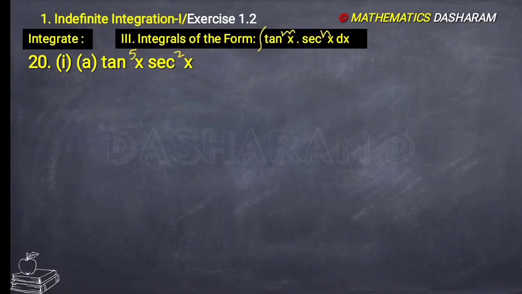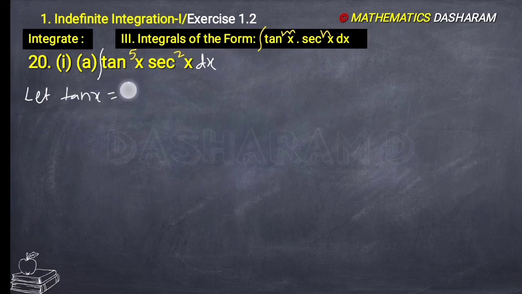Next, third type of questions, integrals of the form tan to the power of mx into sec to the power of nx dx. Here, first problem, tan to the power of 5x into secant square x. So apply the integration with respect to x. So here let's select tan x equals to one new variable t.